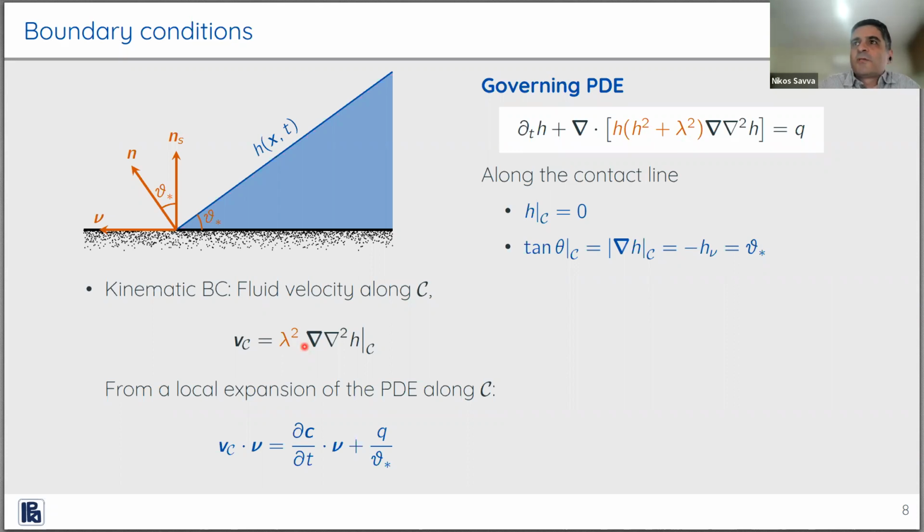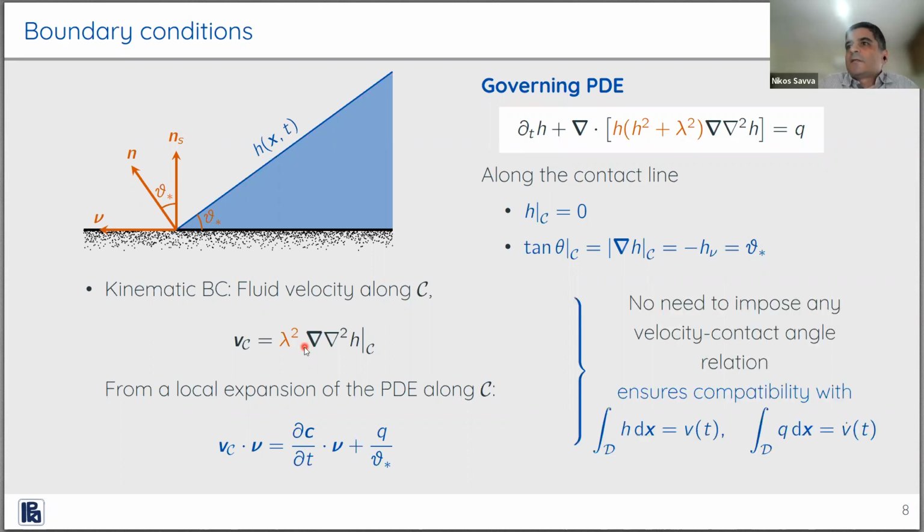So these are the boundary conditions that we have, and there is no need to impose any velocity contact angle relation, and these conditions ensure compatibility with the volume constraint of the problem. So this is the problem that we are dealing with at the moment.